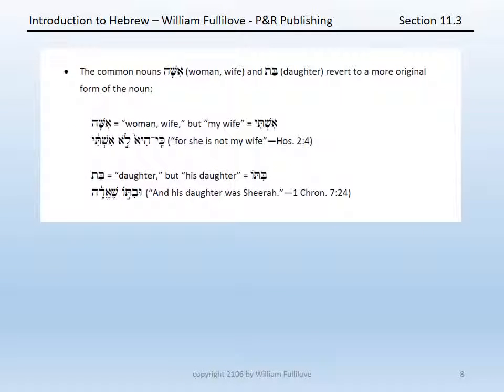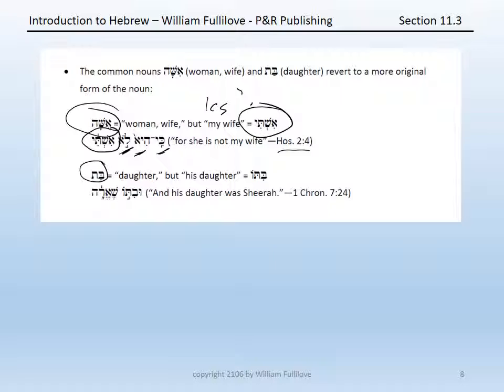Sixth, the two common nouns ishah, which glosses as woman or wife, and bat, which glosses as daughter, revert to more original forms, more historically original forms of the noun. Ishah will revert to isht plus the suffix. So the addition of the first common singular suffix, my, which is i, creates ishti. Hosea 2:4, Hi lo ishti. The independent personal pronoun "she," lo negating it, not my wife.